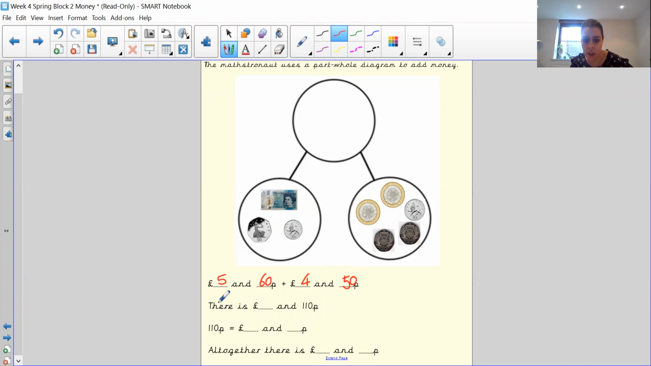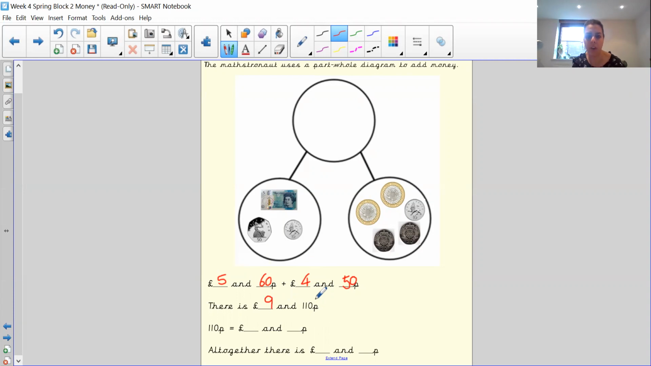So now we need to have a look and see, because I need to add them together. So it's already done my pence for me. They've already told me I've got 110 pence. So they've added the 60 and the 50 together, and that's 110. So we need to add our pounds. Pause the video, please. Can you work out how many pounds I've got all together? So we're doing the £5 and the £4. Off you go. Okay, hopefully you have got £9. So we've got £9 and 110 pence.